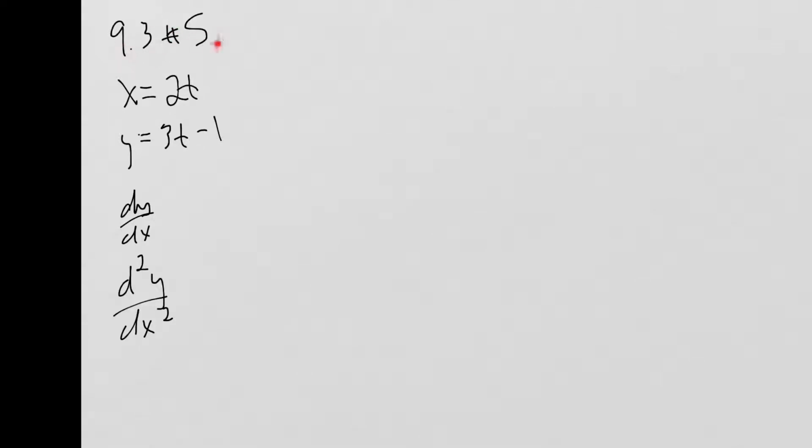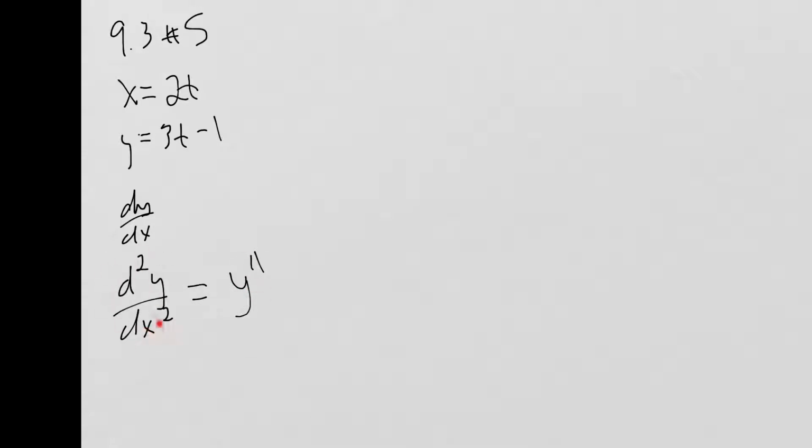Here's 9.3, number 5. They give me x is 2t, y is 3t minus 1. They ask me for dy/dx, and then this d squared y over dx squared thing. As a reminder, this is just the second derivative. A lot of times we notate that as y double prime. It is the second derivative of y.